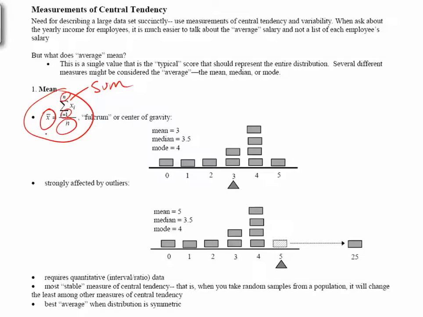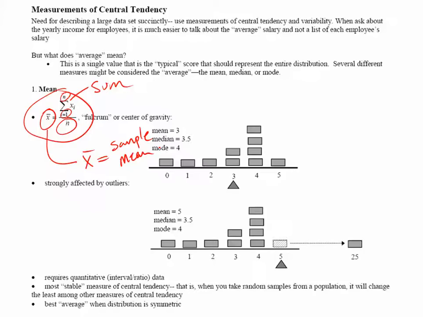We use, as I said in the last segment, this X bar. And this is a symbol for the sample mean. Now, the sample mean has some distinct weaknesses. Means are strongly affected by outliers.